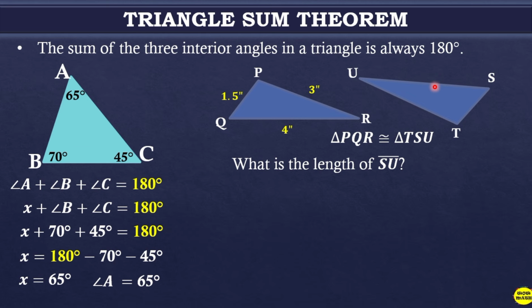So, si SU, ang pinapahanap na side, na length, paano natin to kukunin? Wala ngang given. Ito lang ang may given. Since these 2 triangles are congruent, tingnan natin kung saan congruent si SU.